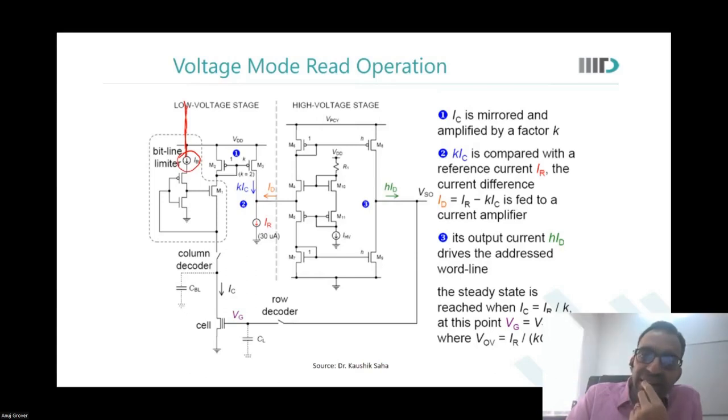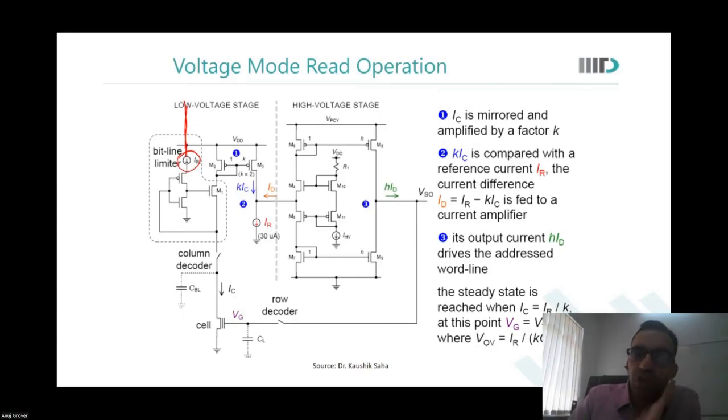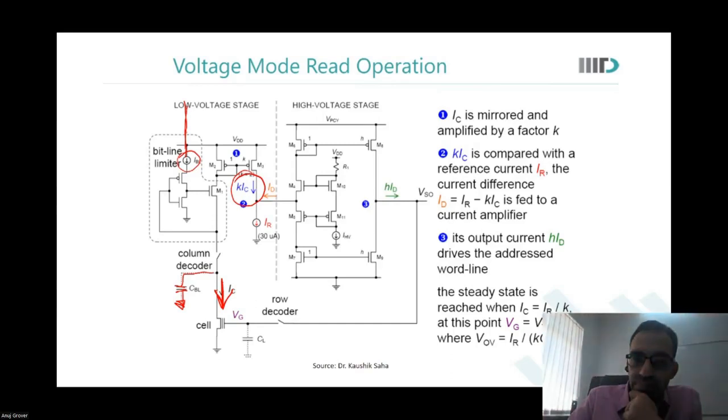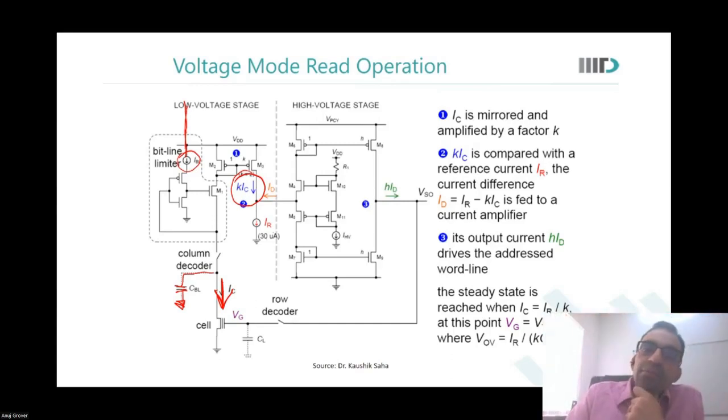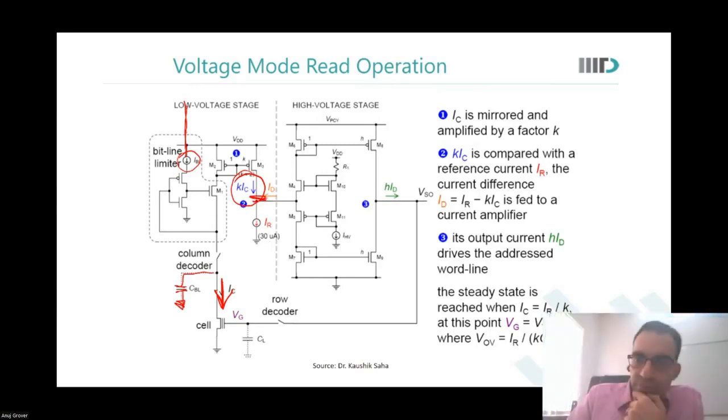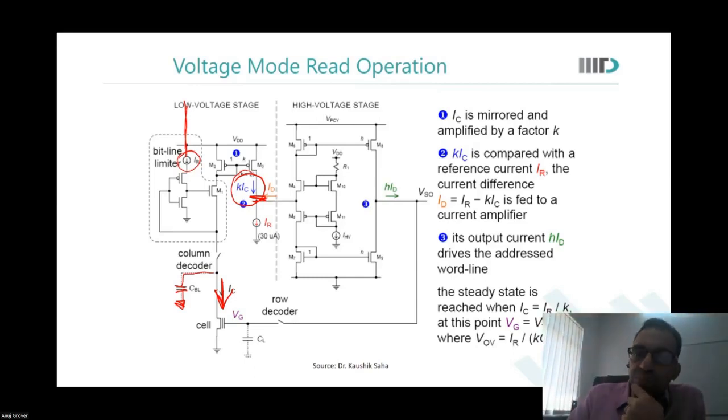With this cell current, I put a bit line limiter so that more than this current will not be sunk by the bit line. And there is this CBL which I discharge with the current of IC. And when I start to do that, I mirror it to get the current KIC to go in this arm. A voltage would appear over here.